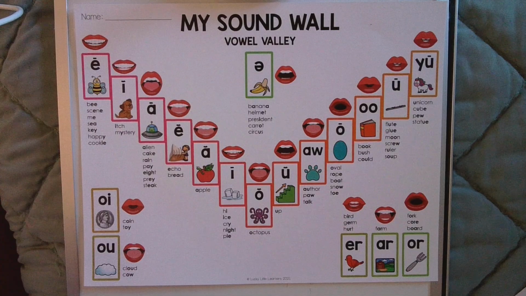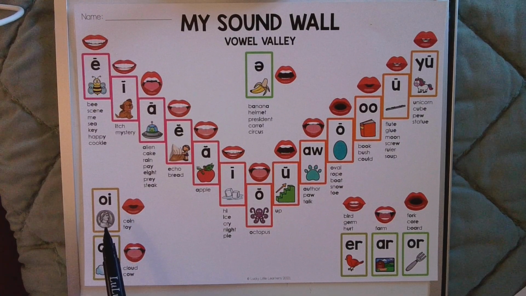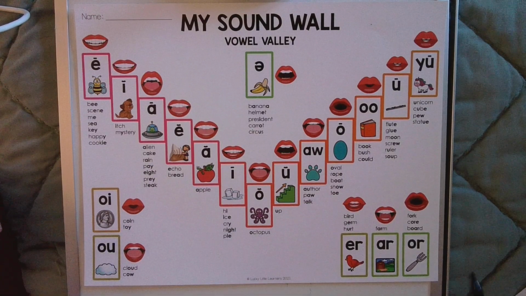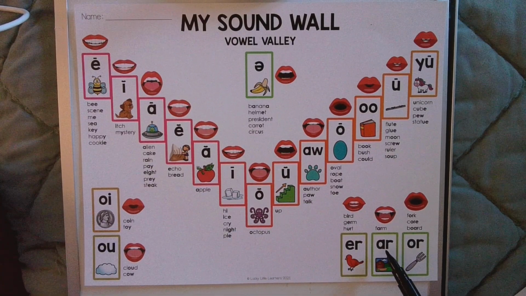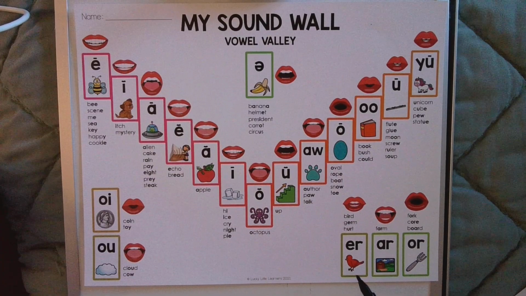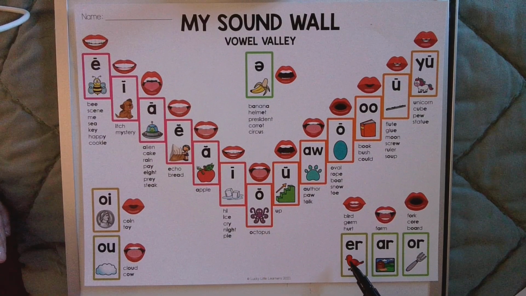Also, on this particular resource, we have some diphthongs. So you see the oi, the ow. A diphthong is where you hear two sounds together, oi and ow. We have our controlled vowels over here, so r, or, and included are pictures so that students can look at the picture and they know what sound this letter combination makes. So for example, bird, they know that er makes an sound.